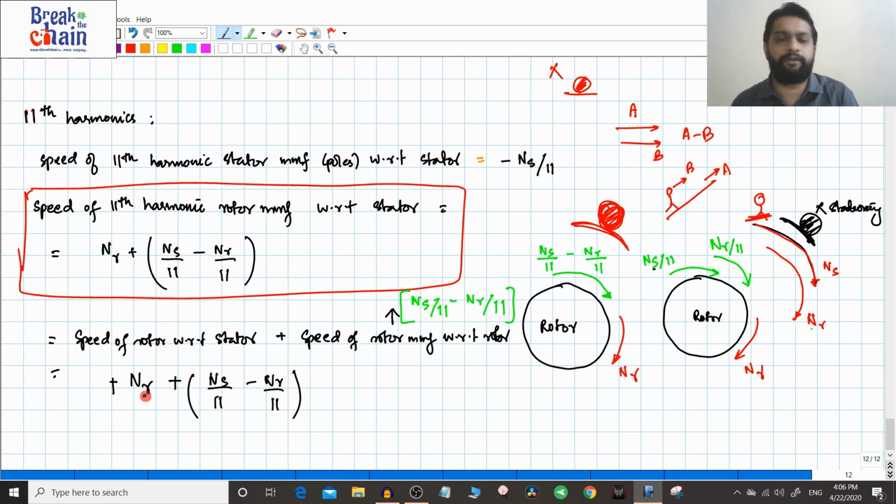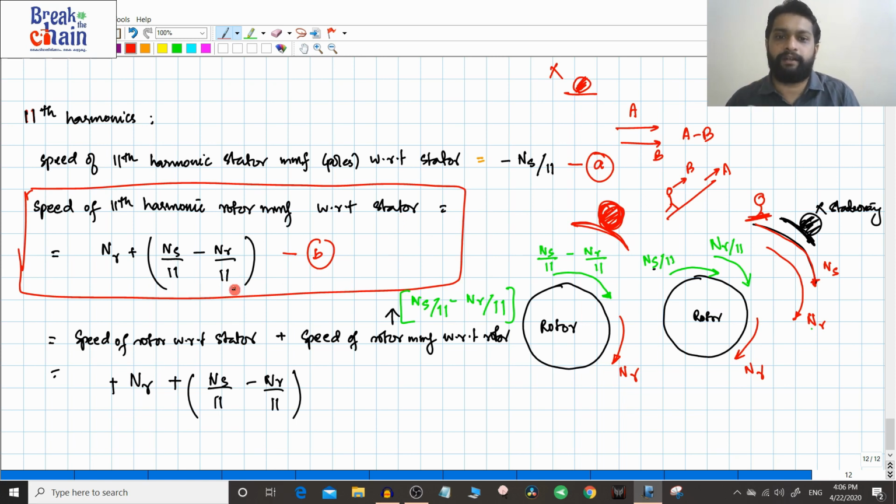You can write the speed of the rotor with respect to stator directly as nr, and then you write the slip speed, and depending upon the direction of the slip speed, you put the plus sign or the minus sign. That is another example, but you can use this method. This is the actual theory, and you can use this method also. So the speed of the 11th harmonic stator MMF with respect to stator was minus ns by 11, and the speed of the 11th harmonic rotor MMF with respect to stator was this value.